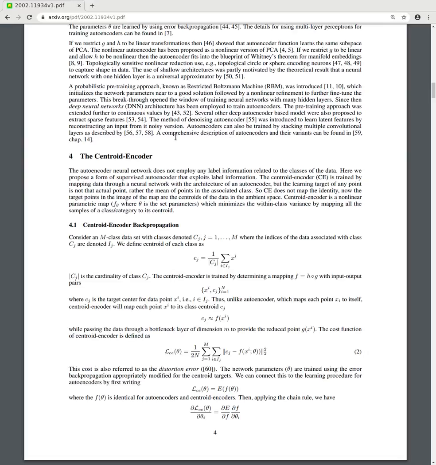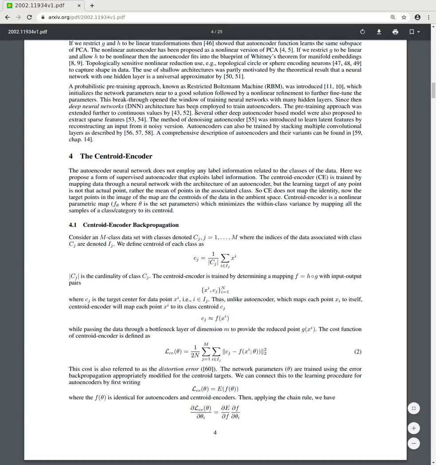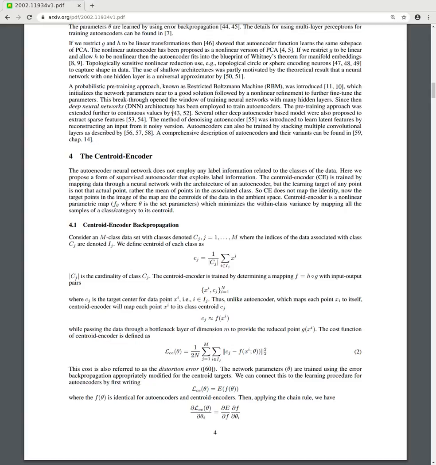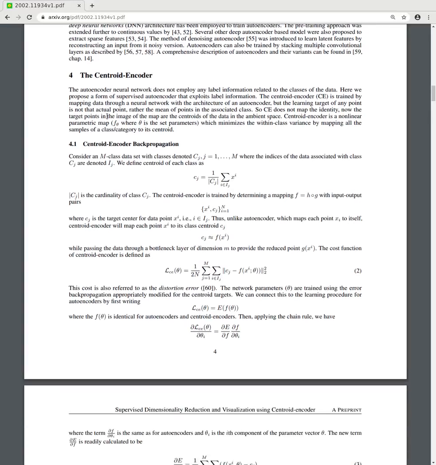A probabilistic pretraining approach, known as restricted Boltzmann machine, was introduced in 11 and 10, which initializes the network parameters near to a good solution, followed by nonlinear refinement to further fine-tune the parameters. This breakthrough opened the window to training neural networks with many hidden layers. Since then, deep network architectures have been employed to train autoencoders. The pre-training approach was extended further to continuous values.